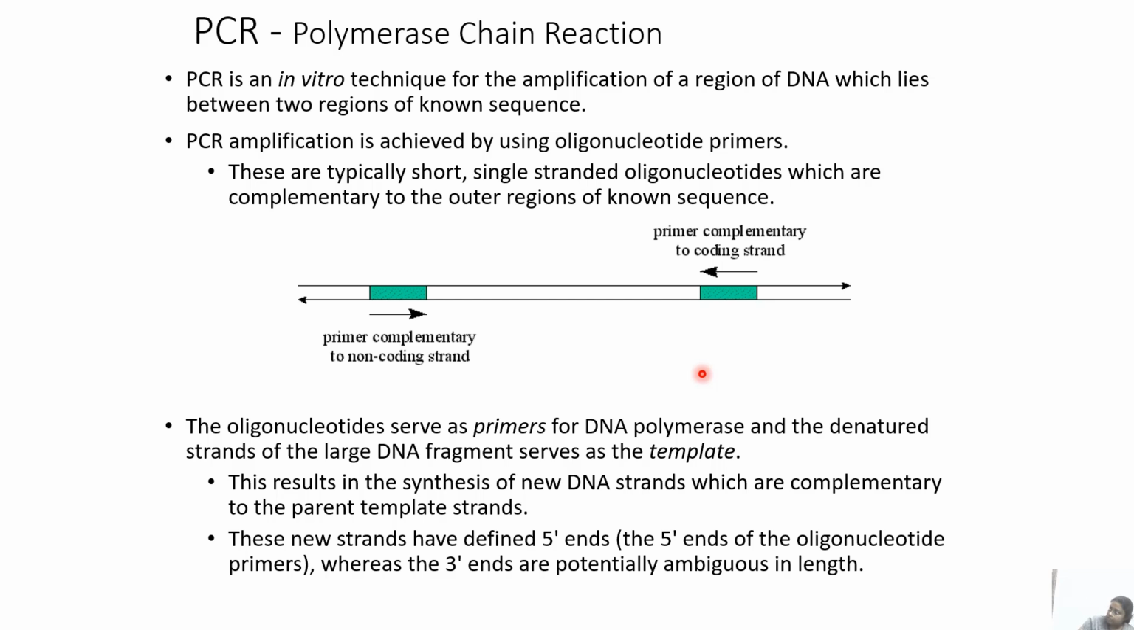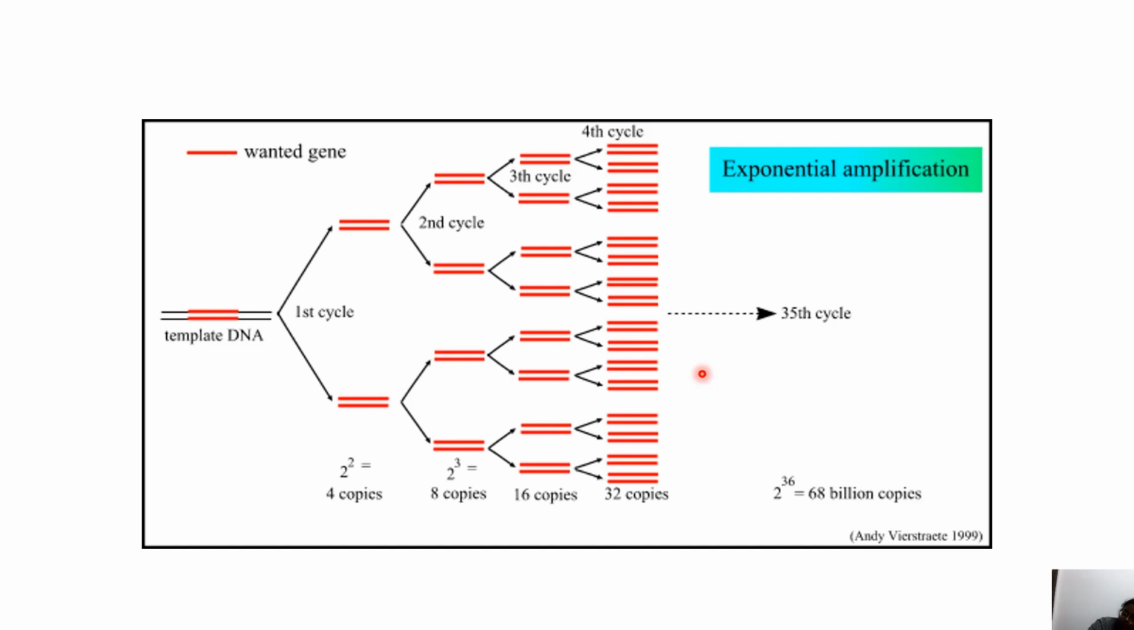So this results in the synthesis of new DNA strands which are complementary to the parent template strands, and these new strands have defined 5' ends. The 5' ends are the oligonucleotide primers, whereas the 3' ends are potentially ambiguous in length. So this is how the PCR works. This is a template DNA. The first cycle will give rise to 4 copies, second cycle 8 copies, and so on and so forth. It's exponential amplification.